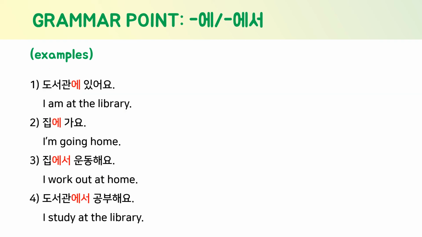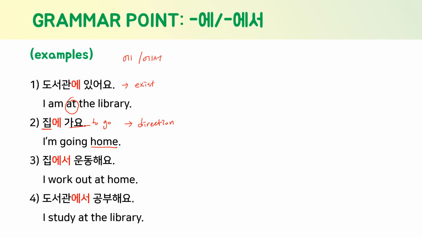So here are more examples for both 에 and 에서. Number 1, 도서관에 있어요. I am at the library, which is existence. Number 2, 집에 가요. Here, 집 is home, 가요, to go. So 집에 가요, I'm going home. It shows the direction.